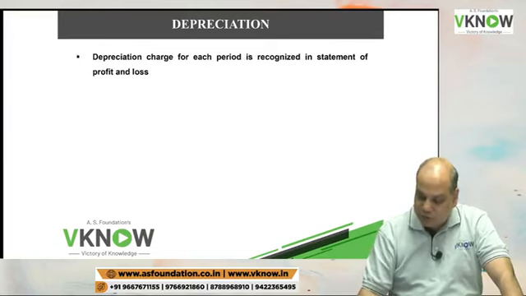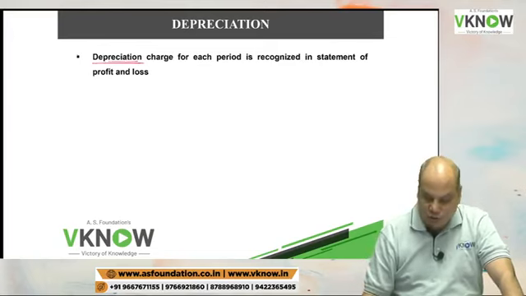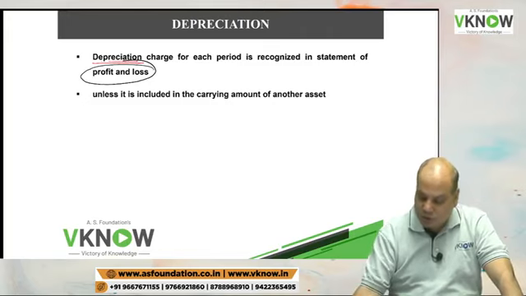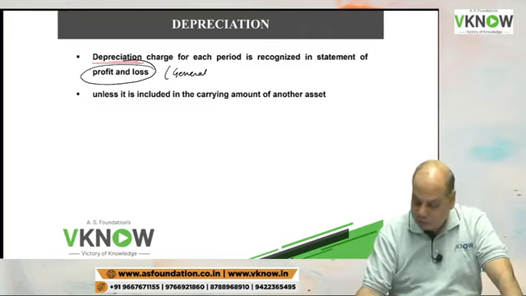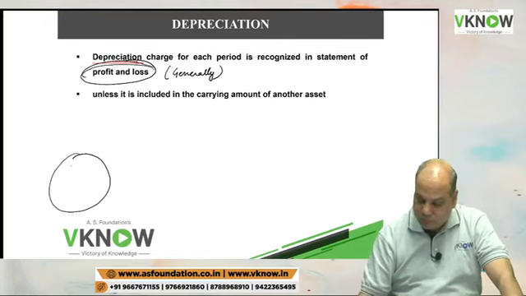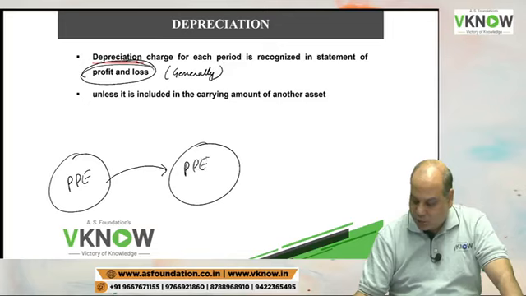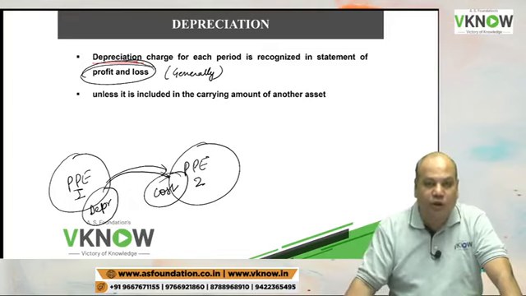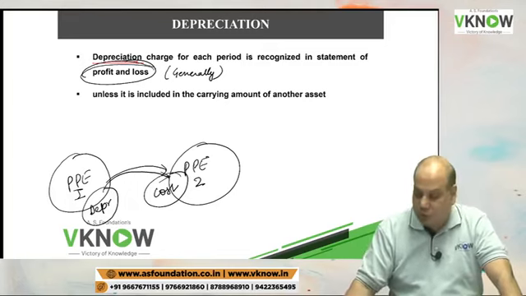Next point, where will you transfer the depreciation charge? Depreciation will be charged to the P&L account. This is generally. However, if one asset, one PPE item, is used to construct another PPE item, then the depreciation of the first PPE will be added to the cost of the other PPE. That we have done in one problem also.